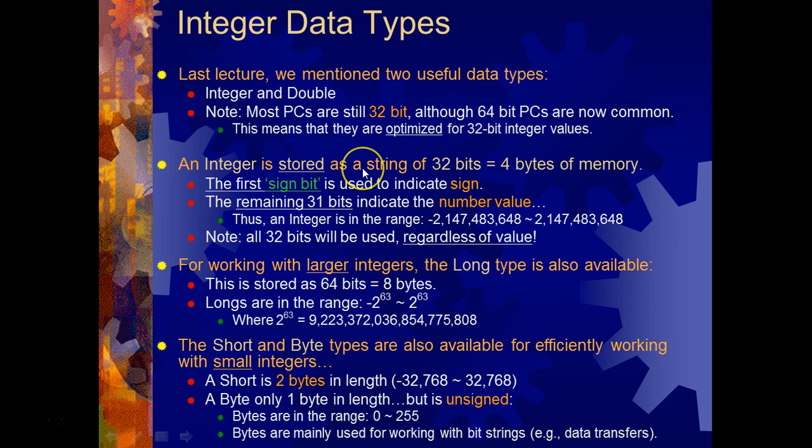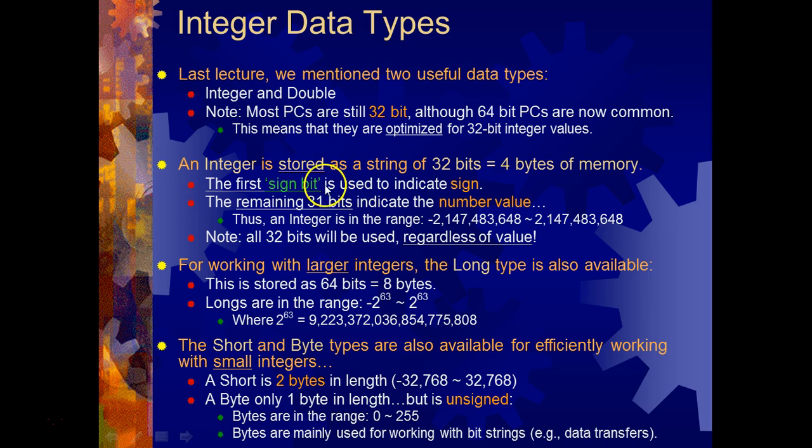An integer is stored as a string of 32 bits. So that's how, when you declare something to be an integer, the compiler or the computer reserves 32 bits of memory, or in other words, 4 bytes of memory. Okay? And then he says that one of those bits, the first one, is called the sign bit.